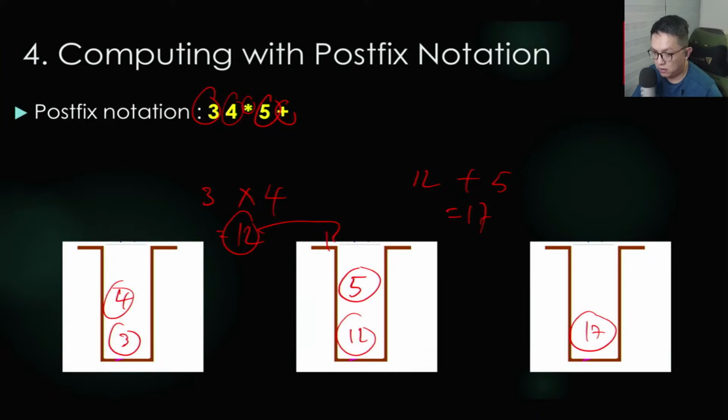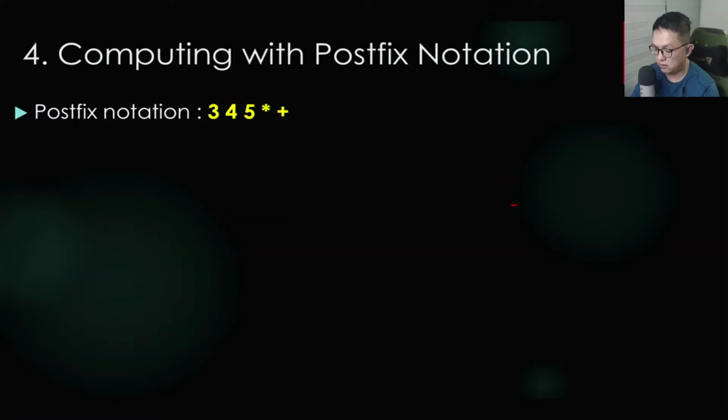Alright, so let's see. 3 times 4 plus 5. So 3 times 4 is 12, and 12 plus 5 is 17. Alright, so this is one way. Next, let's look at another one that's a little bit more complex.